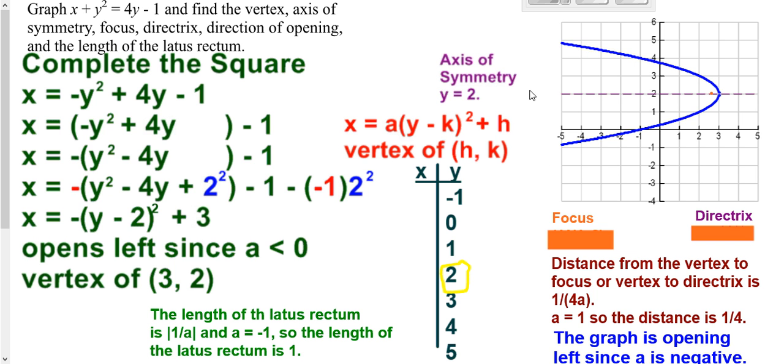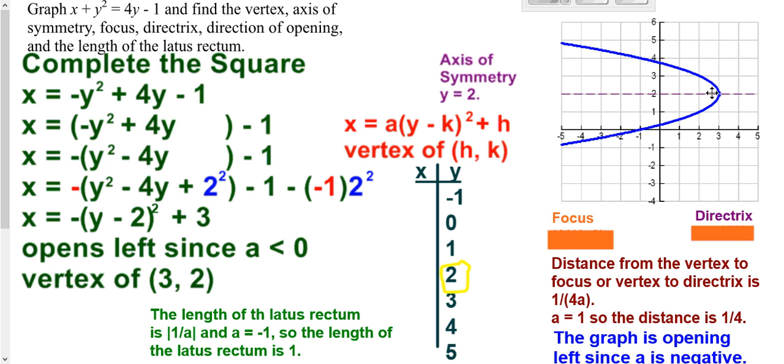Now, remember, your axis of symmetry is a line that cuts it in half. In this case, it's a horizontal line. It's y equals, and it's always at a height of 2, so it's y equals 2. The length of your latus rectum is 1 over a. Well, a is that negative 1. Sorry. So we take 1 and divide it by that negative 1, and 1 over negative 1 is negative 1. The absolute value is positive 1. So that's the length of our latus rectum.